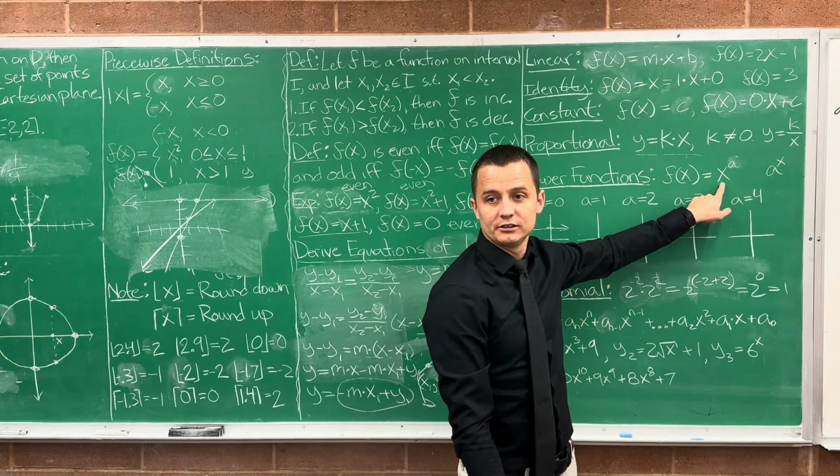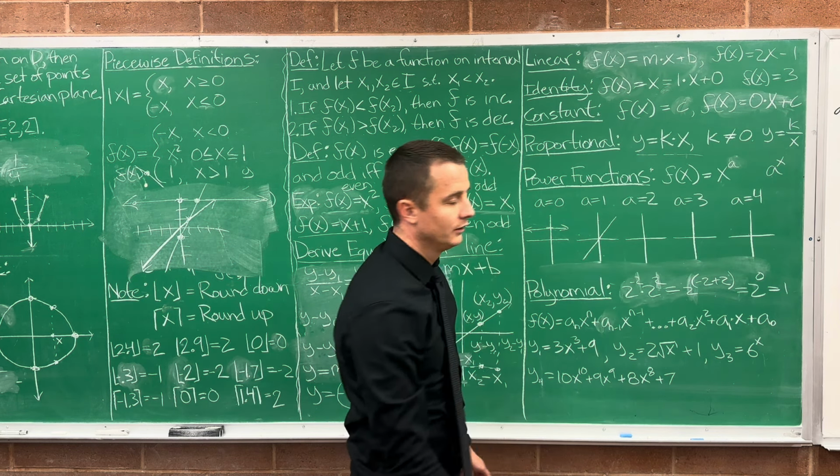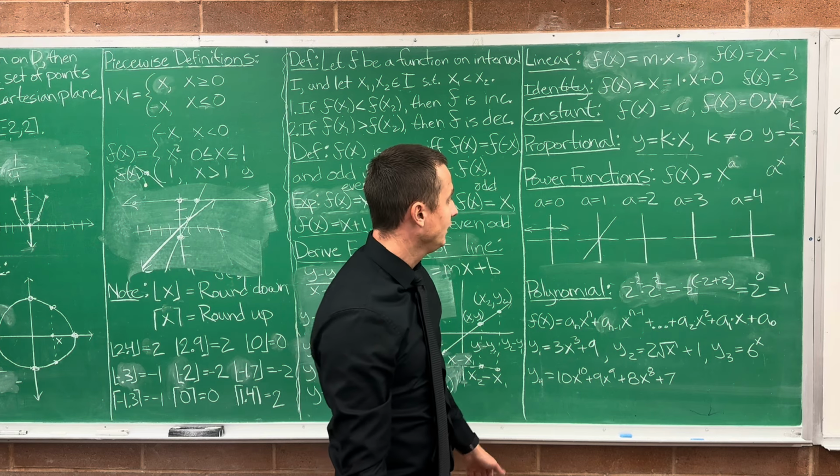Then that's just x. And we already know what that looks like. That's just a line like this. That's f of x equals x. All right, now let's do when a is 2.